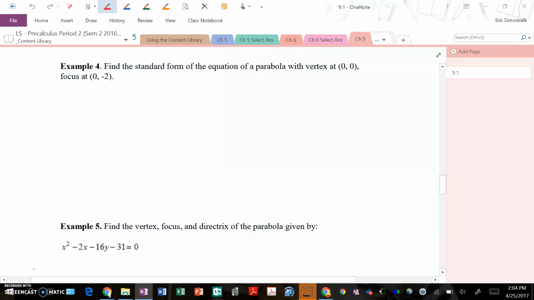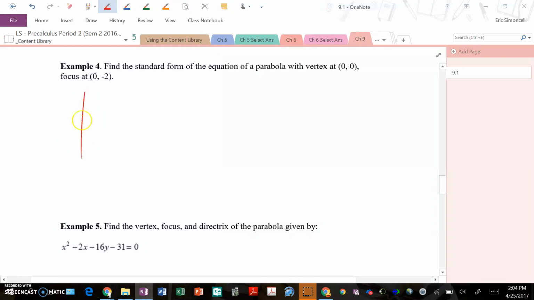We're going to begin today with example 4. It says find the standard form of the equation of a parabola with vertex at 0, 0 and a focus at 0, -2. So what I'd like to do on this particular problem, and really several of these questions where all you're given are maybe a couple of pieces of information, in this case the vertex and a focus, is I like to graph a rough sketch.